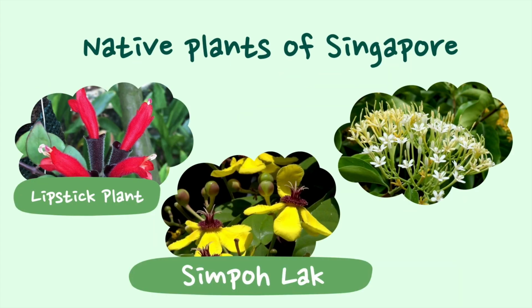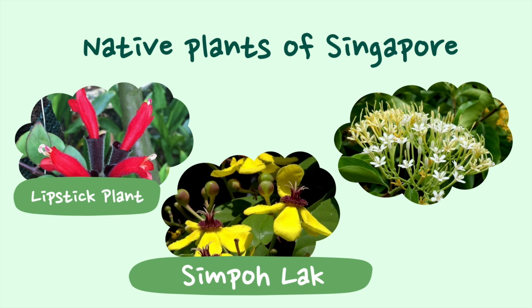Next, the second plant is called simpo lak. The simpo lak plant has bright, beautiful yellow flowers that attract a lot of bees because they're so full of pollen. These flowers are so bright and striking. I think we would be able to recognize them if we ever see them in real life.